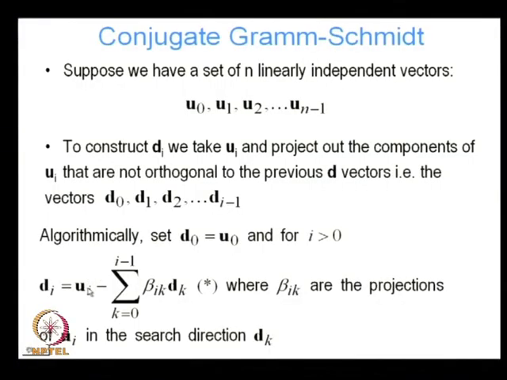So, di is equal to ui minus sigma k equal to 0 to i minus 1 beta ik dk, where beta ik are the projections of the ui in the search directions dk. So, dk, k equal to 0 to i minus 1, which is very important to note, right. I am taking the projection with respect to the previous search directions, right, up to i minus 1 I am taking the projection.